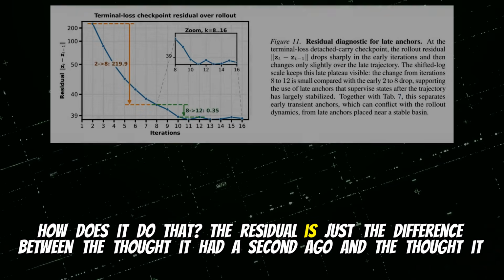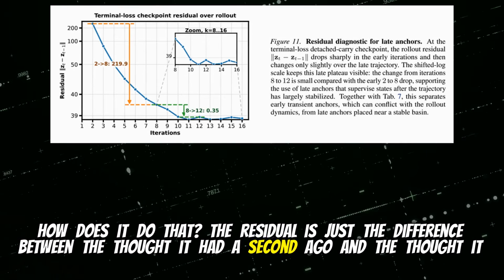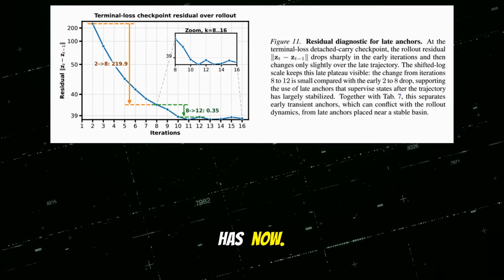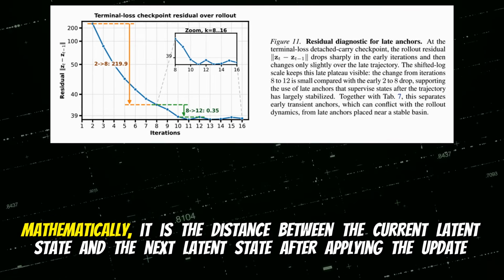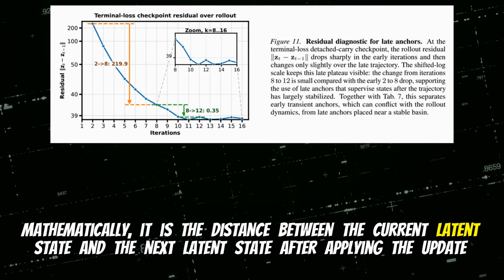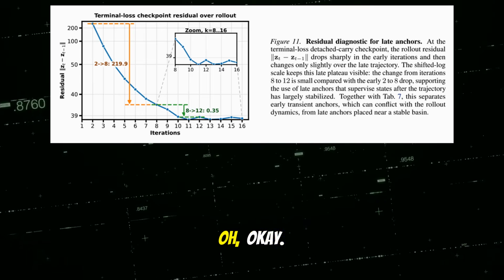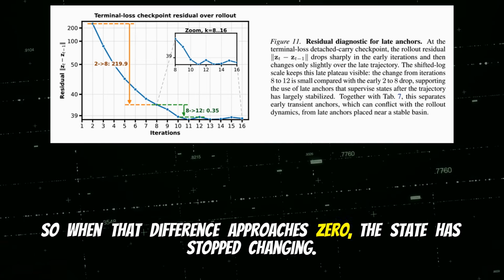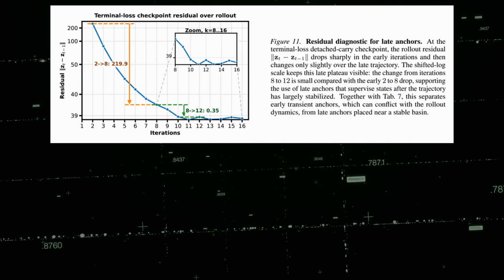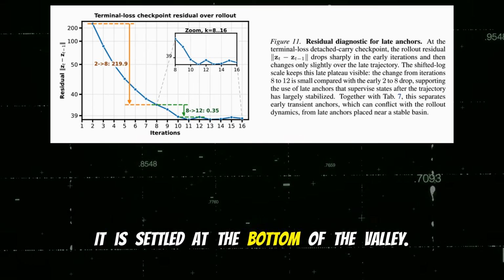The residual is just the difference between the thought it had a second ago and the thought it has now. Mathematically, it is the distance between the current latent state and the next latent state after applying the update function. Oh, okay. So when that difference approaches zero, the state has stopped changing. It has hit an attractor. It has settled at the bottom of the valley.